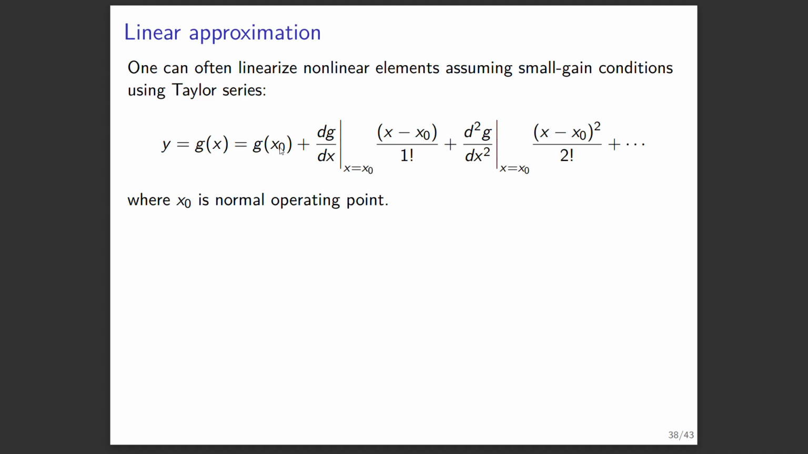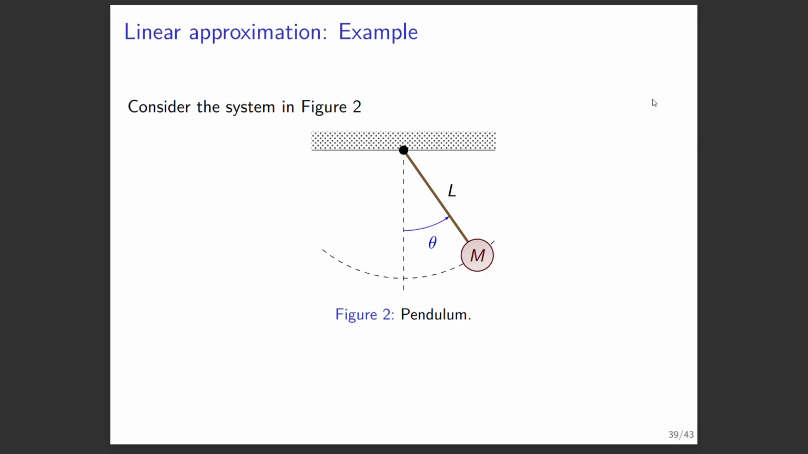Obviously, you can't estimate a nonlinear function with a linear function. You have to find an approximation around a specific point. So this is the point that we care about. If it's x naught, the linear approximation of g would be g of x naught plus dg/dx evaluated at x naught, times x minus x naught divided by 1 factorial, and then higher order terms. Okay. Now let's see a linear approximation for a pendulum.